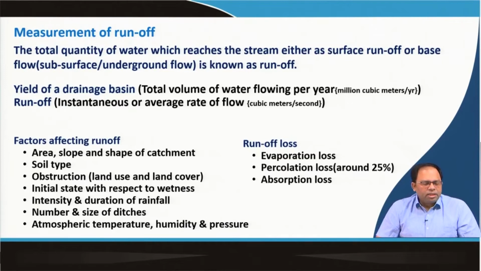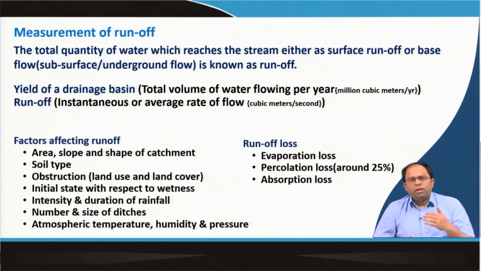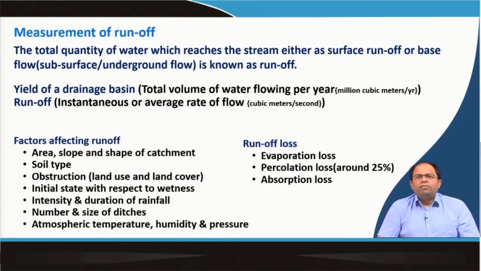Now, what are the factors affecting runoff? As you can understand, we were discussing that of the water that falls on the ground, some of it goes below and flows below the surface. So, it is not only the amount of rainfall, it is also the slope of that area, what kind of soil is there, and what kind of land use is there in the area, which determines what amount will go below and what amount will flow on the surface. All these factors affect the runoff that is generated for a particular area. So, area, slope and shape of the catchment.